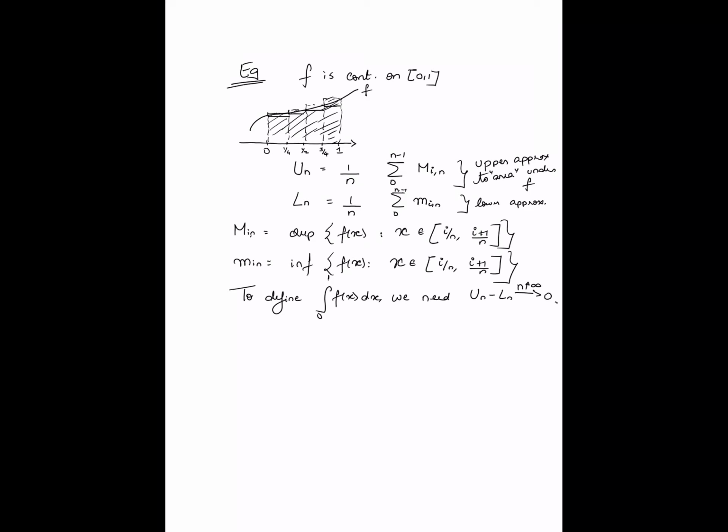And the point I'm trying to make in this entire example is simply the following. Uniform continuity of f implies exactly this. Okay, so you need uniform continuity to argue that the gap between un and ln actually goes to 0 as the intervals become progressively finer, right? So this is my claim.